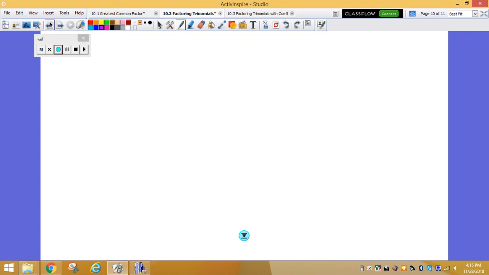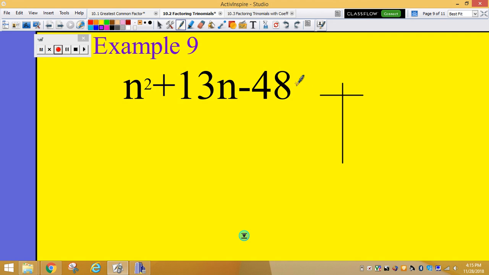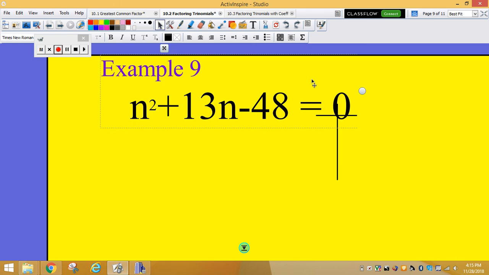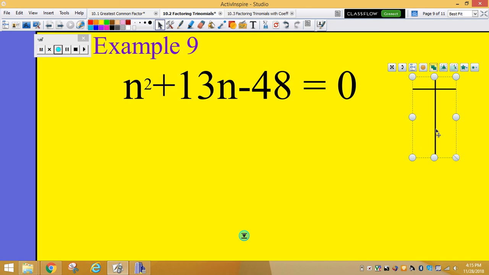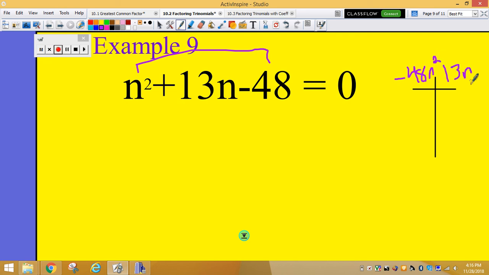I do want to show you what if it has an equals 0. So I'm going to do this one, but I'm going to pretend it says equals 0 because that changes up a little bit how we're going to put our answer. If it says equals 0, that means it actually wants you to find an answer. Okay, so let's work through this, and I'm going to show you what to do if you see an equal sign. It all starts the same. First times last is negative 48n squared. My middle term is 13n.